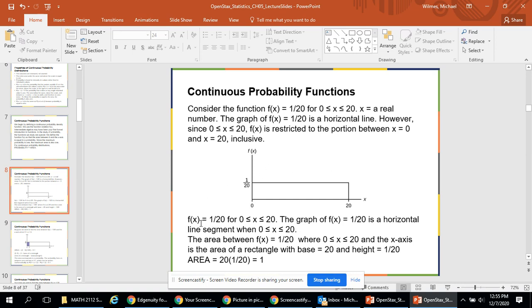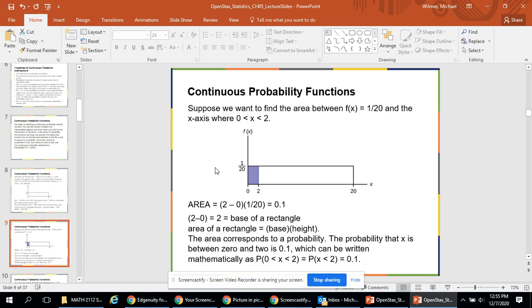So here we go. We can see the function equals 1 over 20 for x between 0 and 20. It's a horizontal line. The area between the function and 0 to 20 is a rectangle with a base of 20 and a height of 1 over 20. And if we take base times height, we get 1. There we go.